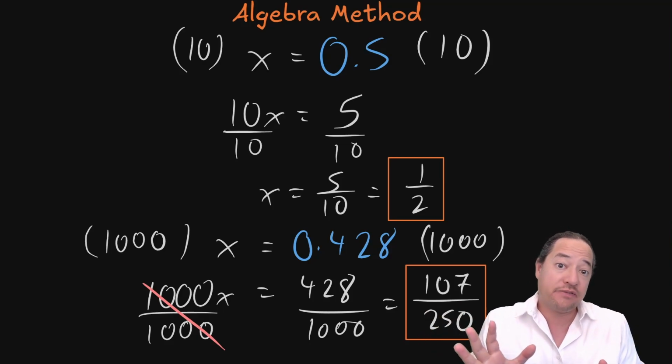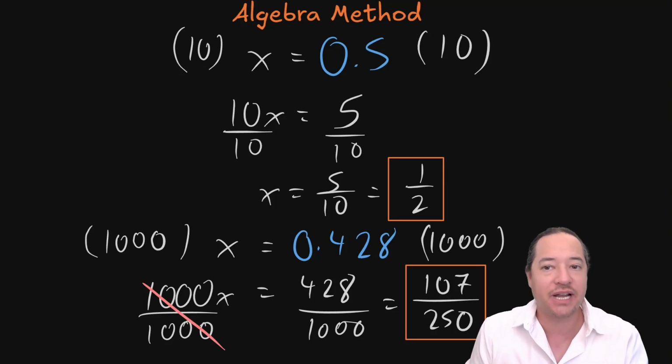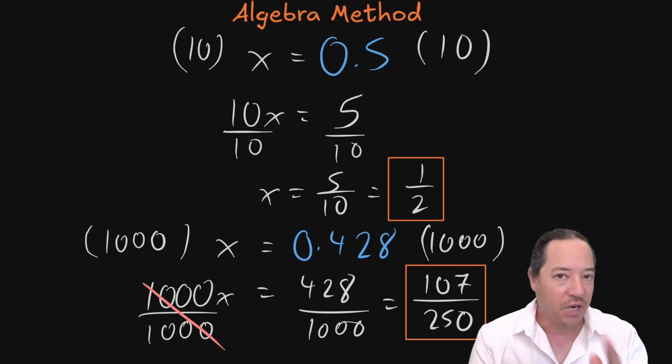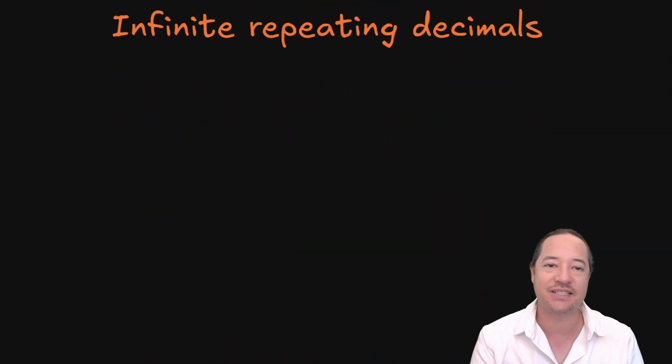So that's how we can convert finite or terminating decimals into fractions. Typically, we won't use the algebra method. Usually, you'll use the over 1 method, recognize it's 5/10 or 428 thousandths, and just write that as a fraction directly and then simplify. But the algebra method will be useful when we look at infinite decimals. Okay, so let's take a look at that.